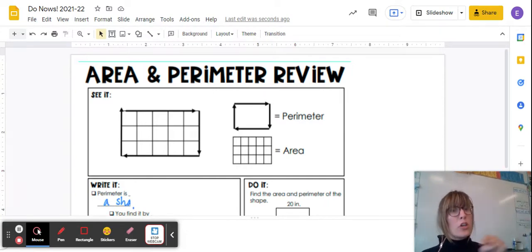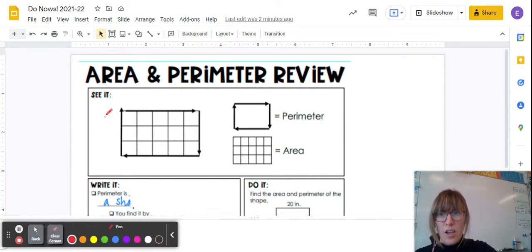We might want to know how much distance it is around the edges of that space, or of that shape. And or we might want to know the area, the space inside of that shape. Area and perimeter are both sort of tools, if you will, that you use when you are working with two-dimensional shapes. Two-dimensional, meaning it has a length and it has a width. So in this case here, we have a length and we have a width.